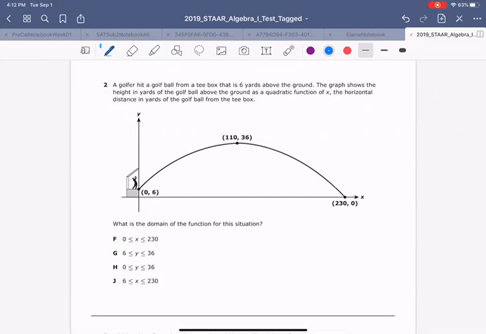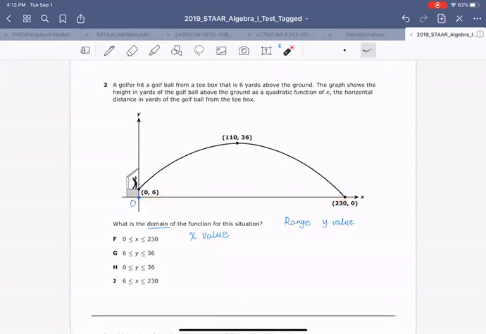Domain. They ask domain. Domain is your x value, okay? Domain is always asking you for your x value. Range is asking you for your y value. Your x is everything from here. The x point starting from 0, right? This guy is starting at the 0, 6. 6 is your y value. Your x is starting from 0 all the way to 3, 30.